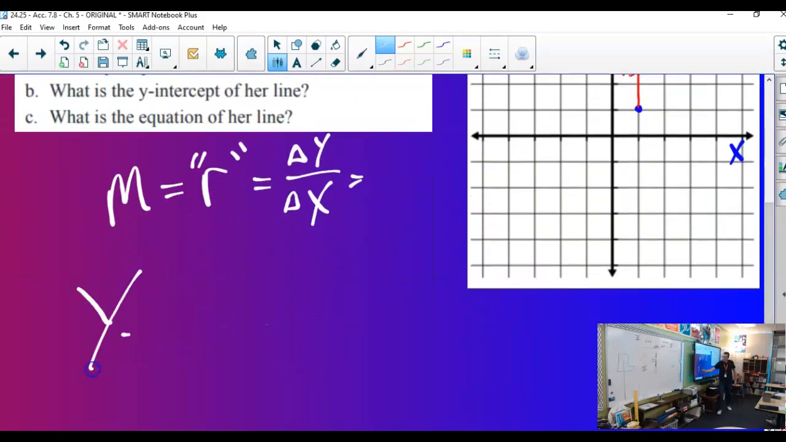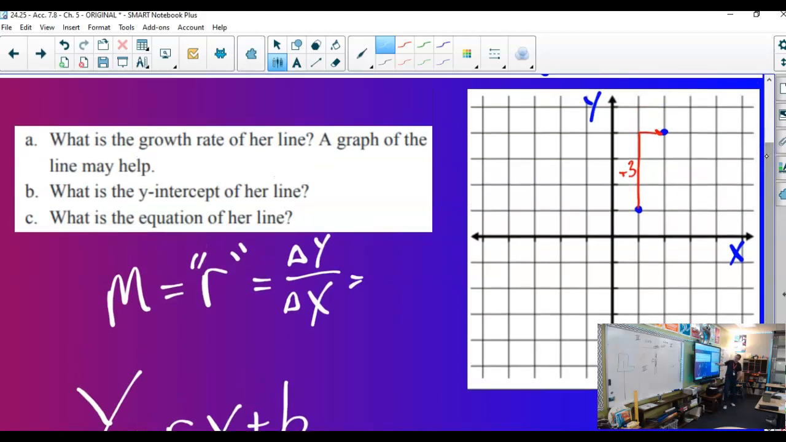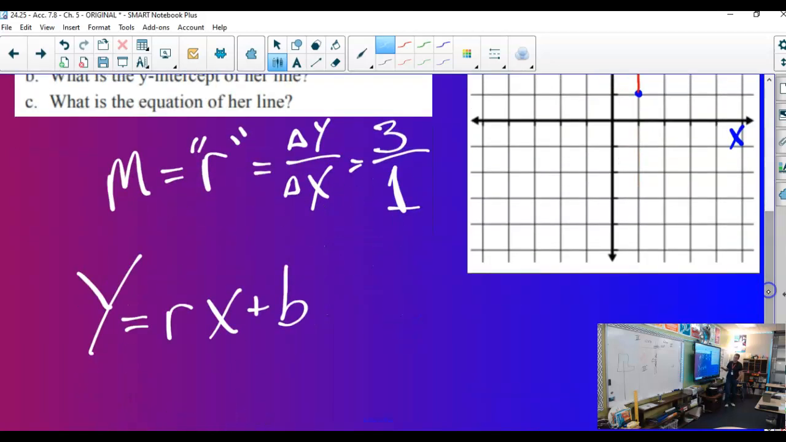When you go to write your equation, we're going to do y equals rx plus b or y equals mx plus b. What did we write first? The y. What do I write first? The y. It just worked for me. So our change in y is a positive 3. Our change in x, positive 1. So our slope, our ratio, is 3.